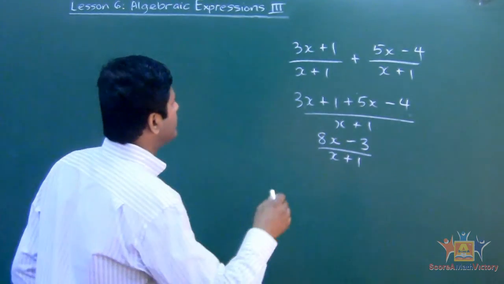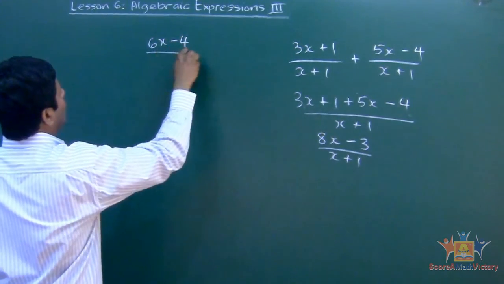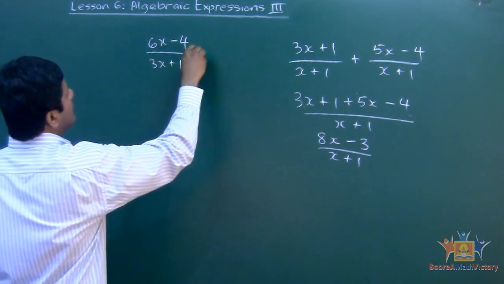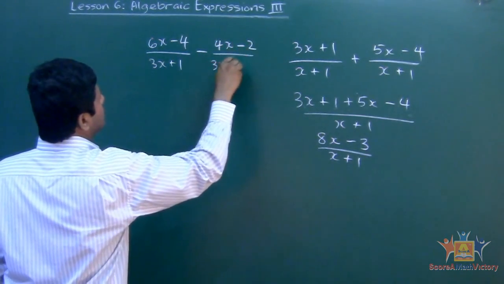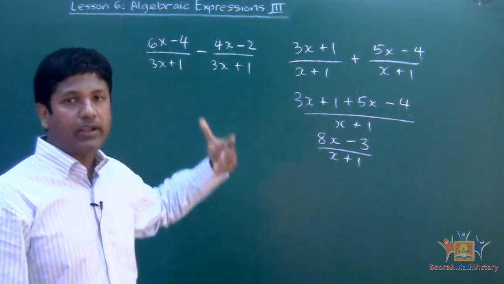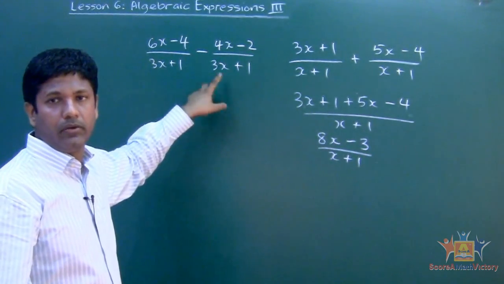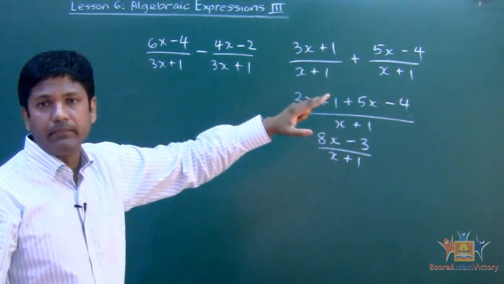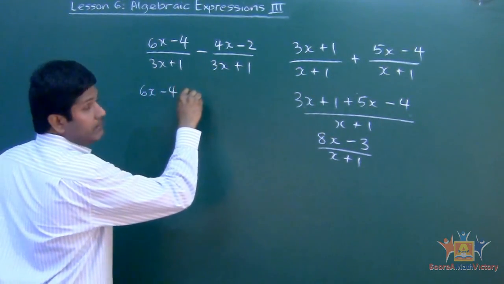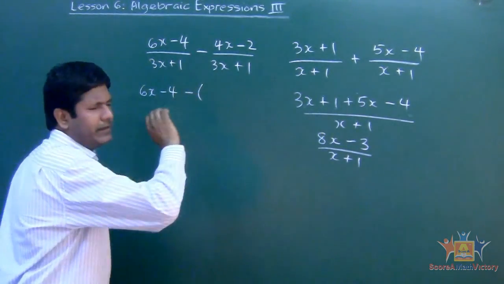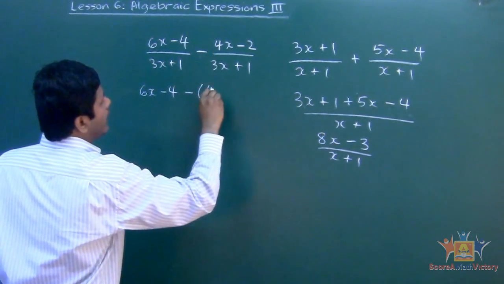Now let's do another one. Let's say, for example, there's a minus. Say if I give you 6x minus 4 over 3x plus 1 minus 4x minus 2 over 3x plus 1. Can I subtract this? Definitely yes. Why? Common denominators. Alright, they're common. So that means I can combine them. So I can write 6x minus 4, negative, minus, very good, put a bracket. Very important when you're subtracting: put a bracket and then put 4x minus 2.